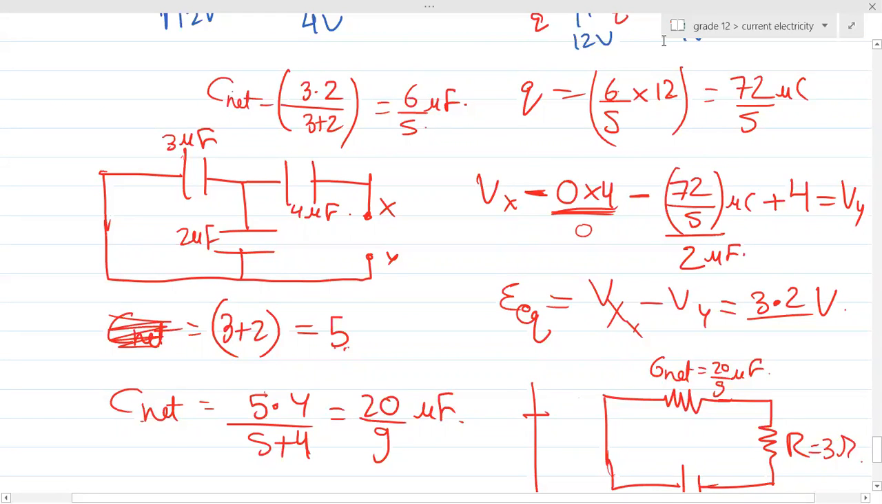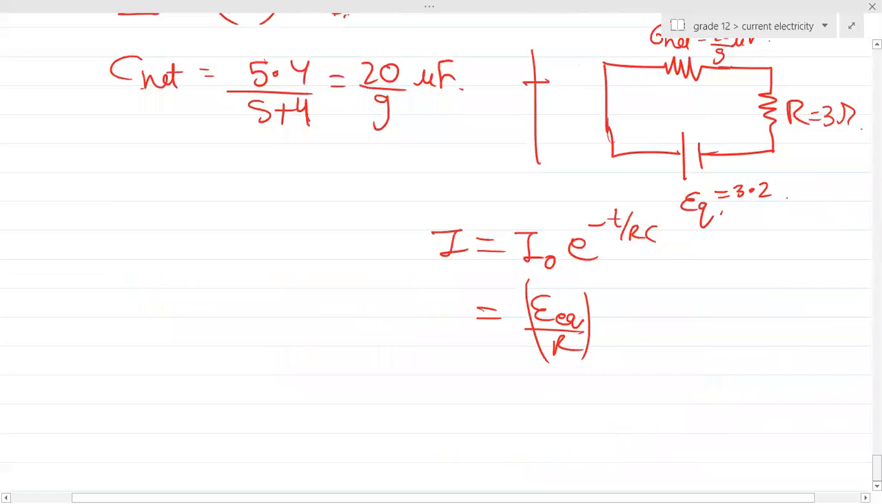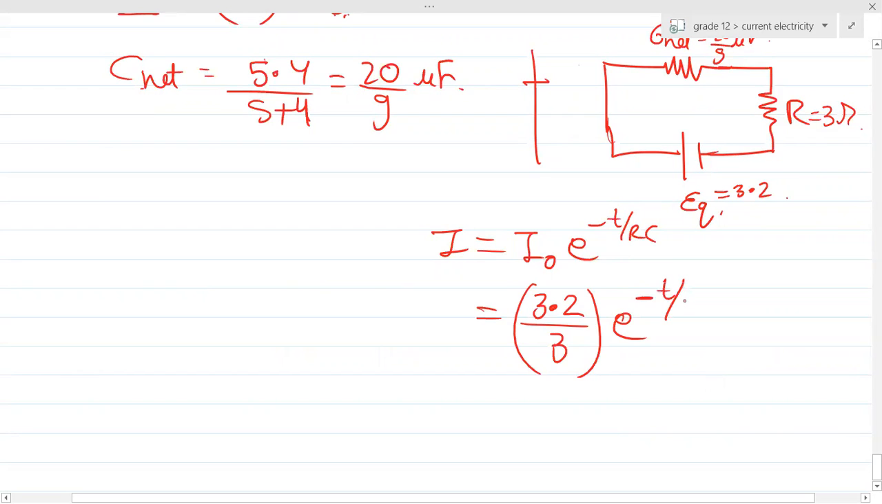Hello? Guys, are you able to hear me? Yes, sir. Okay. So Vx minus Vy will be equal to 3.2 volt. If I make any calculation mistake, tell me. So this is equal to 3.2 volt. And we know I equivalent is basically this. So this will become 3.2 divided by 3, and this will be e to the power minus of t by 20 by 9 microfarad multiplied by.